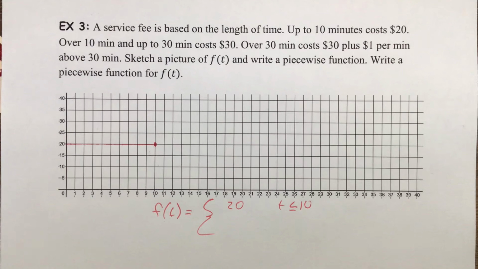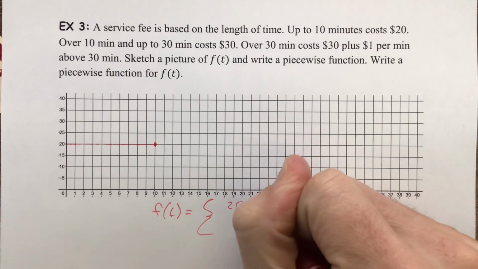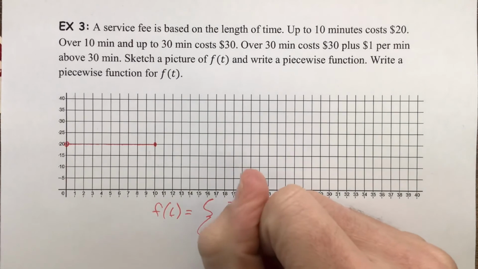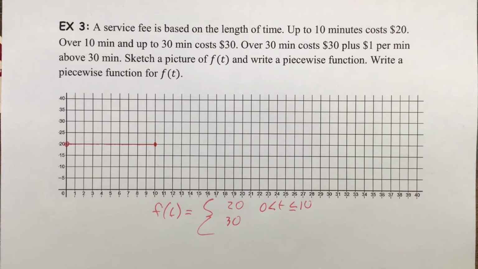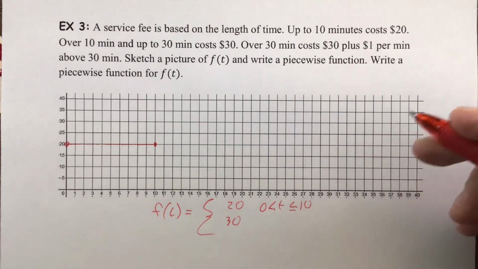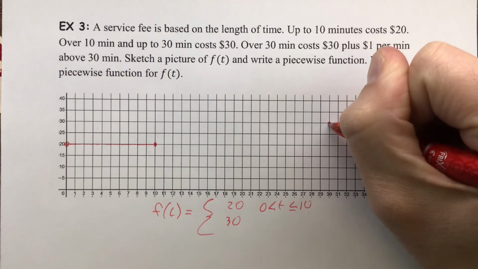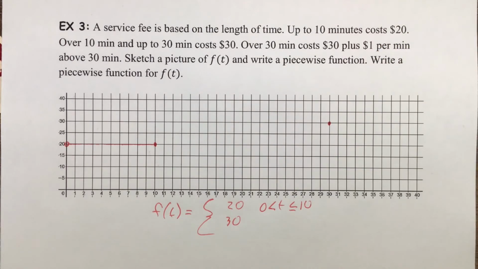Of course, you can't have a service fee that would be less than 0 minutes, so we'll go ahead and put that in there as well, which I guess would mean I should have an open circle in that spot. Okay, the next part is also going to be a flat fee, which is going to be $30. So it's going to be at a height of 30, and that is going to run up until you get to 30 minutes. Okay, so at 30 minutes, you got a cost of $30.